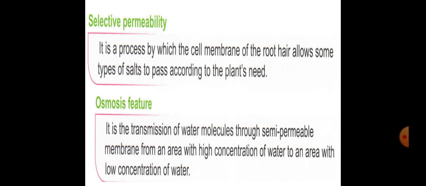What about osmosis? The osmosis process is the transmission of water molecules through a semi-permeable membrane from an area with high concentration of water to an area with low concentration of water. So when I'm talking about the transmission of the salts from the soil to the root hair, I'm talking about selective permeability. When I'm talking about transmission of the water from the soil to the root hair, I'm talking about osmosis.